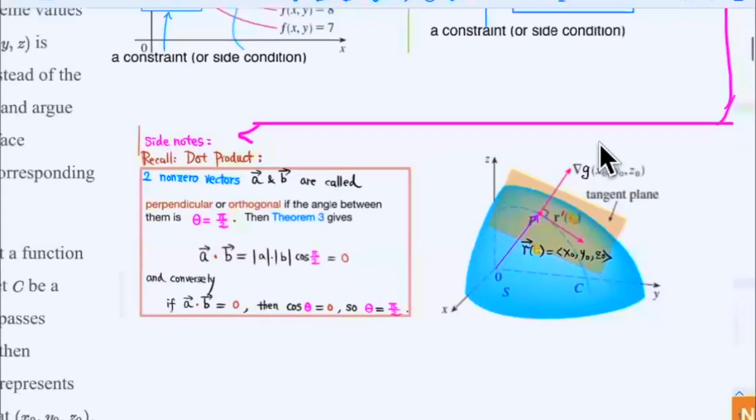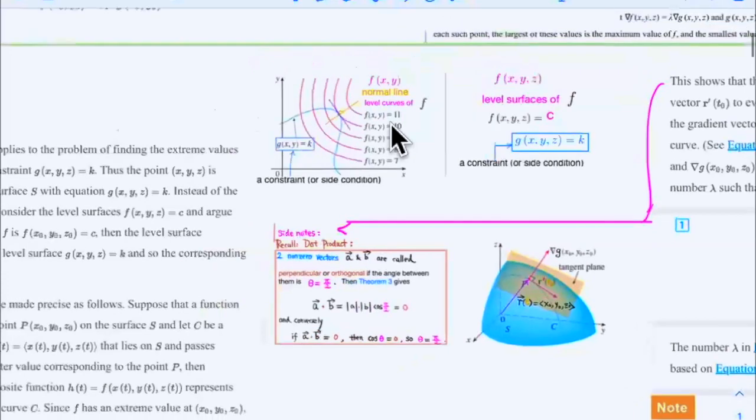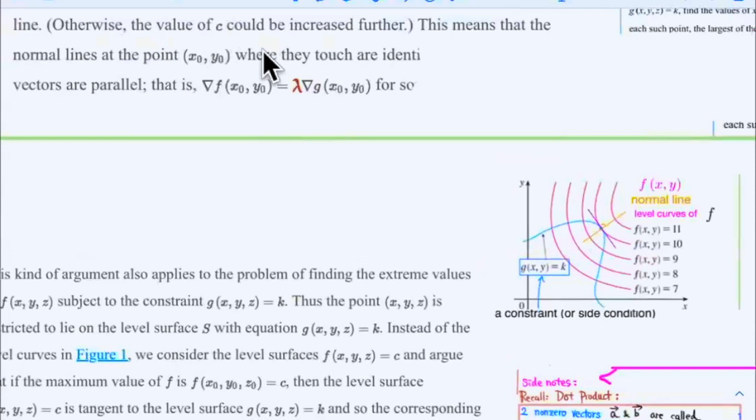Okay, so if we try to extend this condition for a function of 2 variables to a function of 3 variables, we get a similar conclusion. The gradient of f and the gradient of g will be parallel, and this condition here is going to hold. Okay, gradient f and gradient g are scalar multiples of each other.